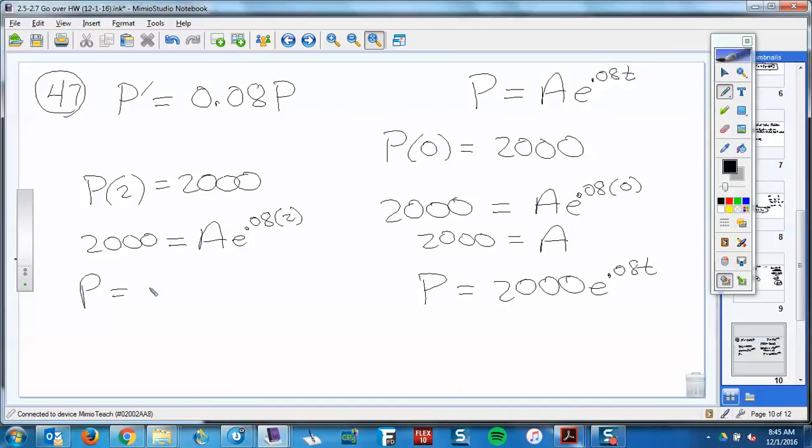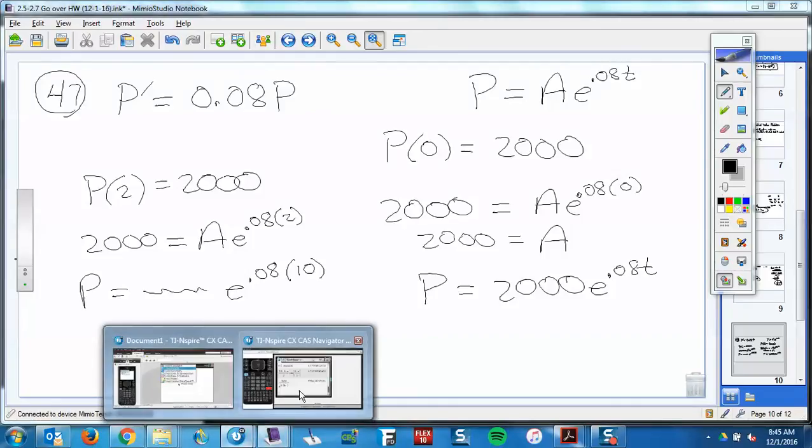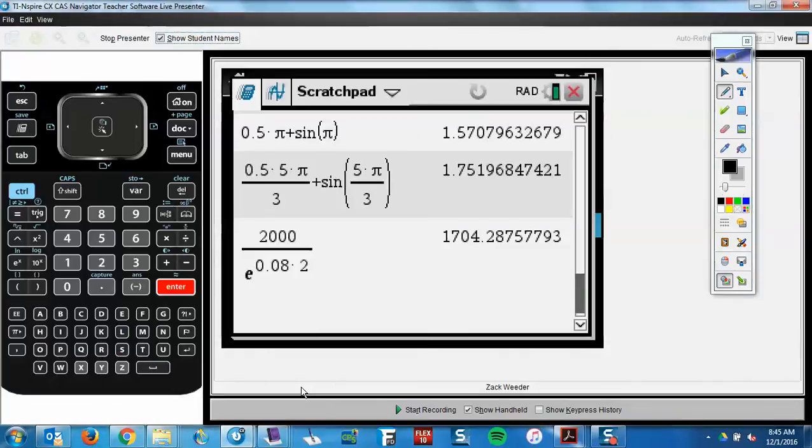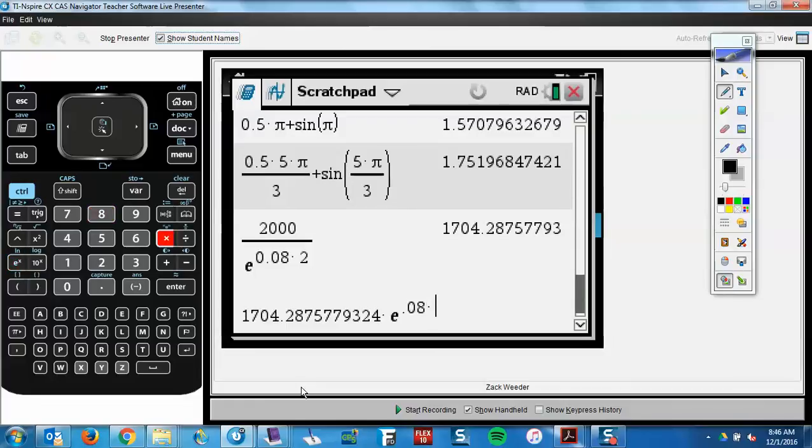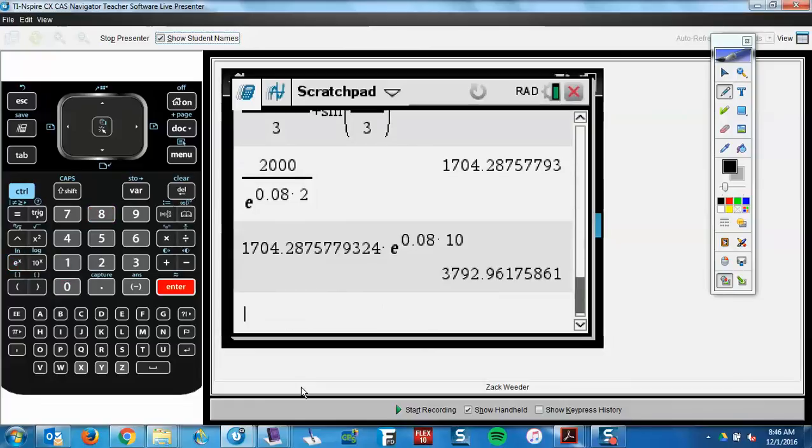So now my equation is whatever that number was, e to the 0.08. Now let's put a 10 in there. Okay, so Zach, do that. Take that number you just had, times e to the 0.08 times 10. Okay, and you'd have that much. Do you see the difference there?